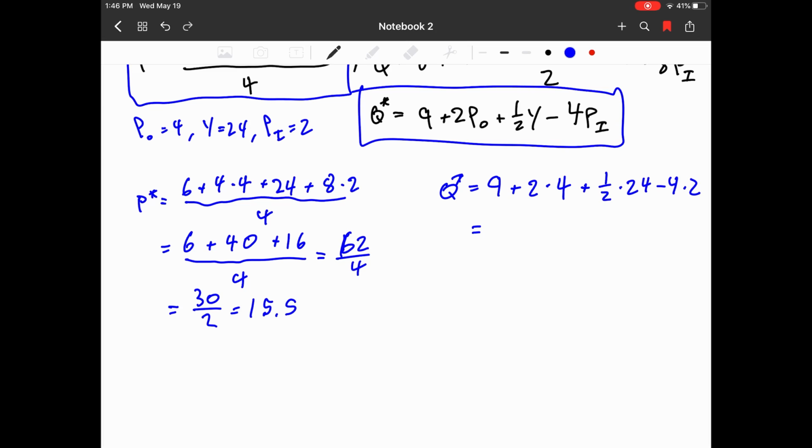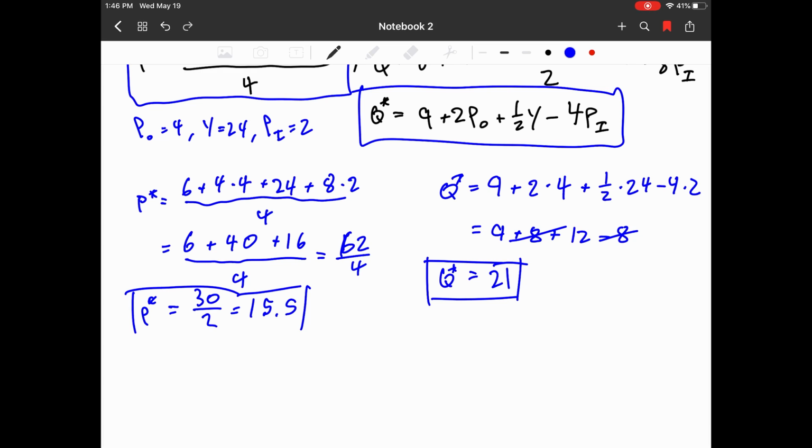And we're just going to simplify this. 9 plus 8 plus 12 minus 8. So these 8s cancel, and that gives us 21. Okay, so these are our actual values for price and quantity after lots of algebra.